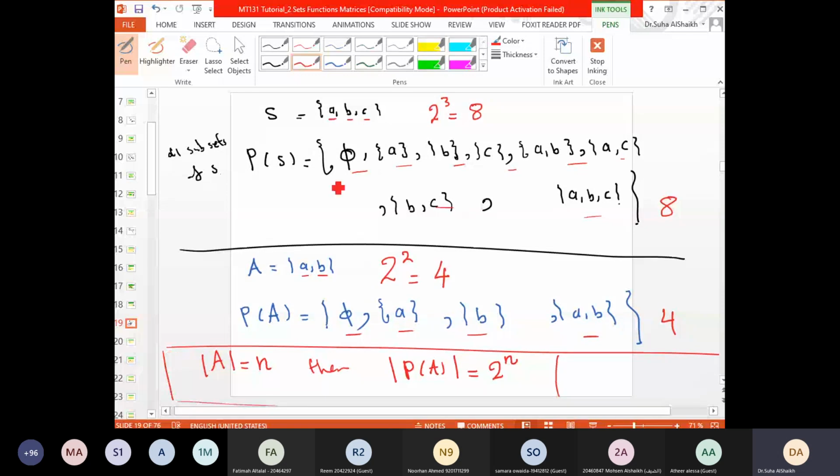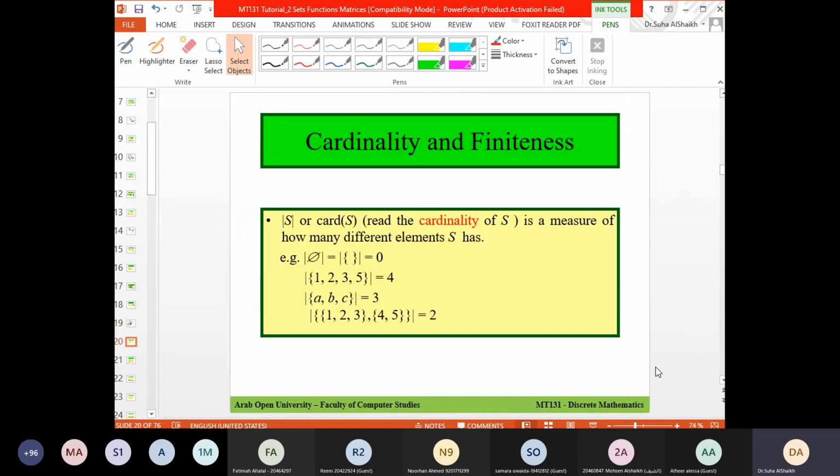Now, we call this cardinality, which is the measure of how many elements. When I say the cardinality of A, it means how many elements we have in A. Okay, so this is about the power set. Now this is the cardinality definition. The cardinality of S, or card S, means the measure of how many different elements we have in S. How many different elements, so pay attention, because repetition is not counted.